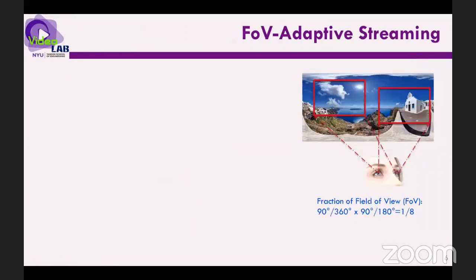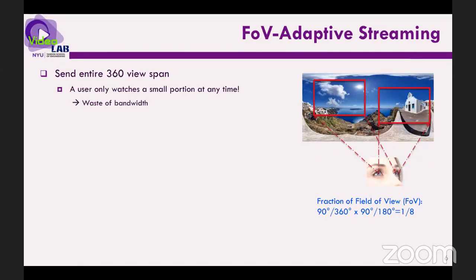So how should we stream 360 video? The example or the resolution requirement I showed earlier assumes that we send the entire 360 view span. But as we can see on the right, a viewer at any time only watches a small portion of the 360 scope. Therefore, sending the entire 360 scope would be a waste of bandwidth.